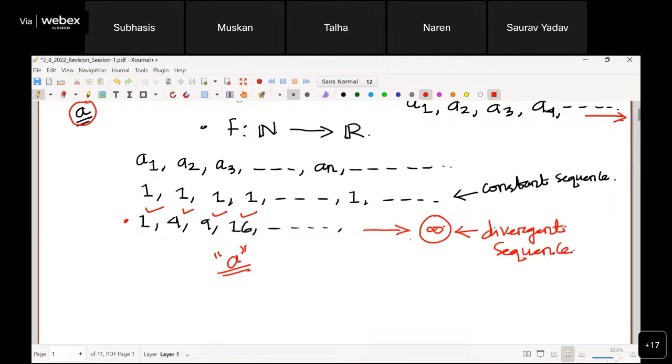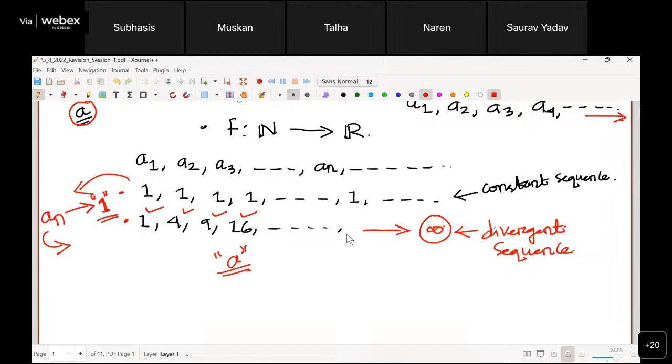Whereas if you see the first sequence, 1, 1, 1, 1, 1, all the terms of the sequence are same. So if I increase the value of n, everything is going towards 1. Precisely, everything is 1. So the sequence is going towards 1. That means the limit of the sequence is 1. So this is a convergent sequence, and the limit of the above one is 1. Is it clear?